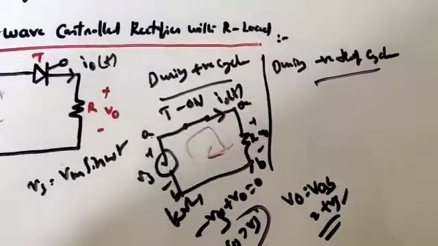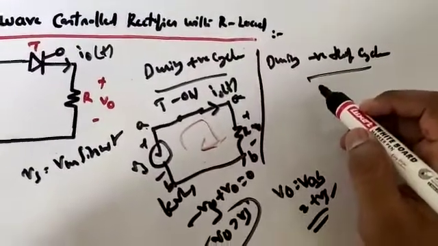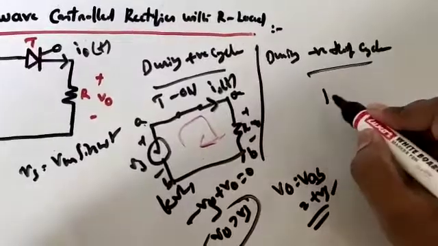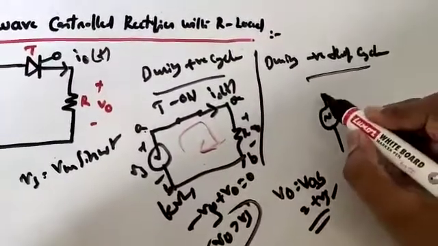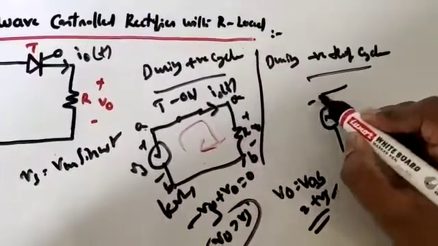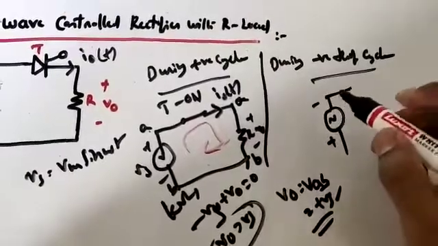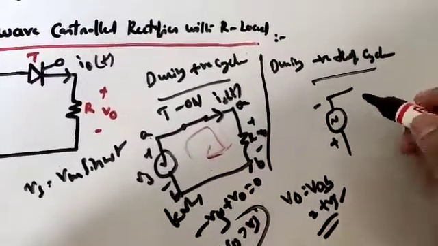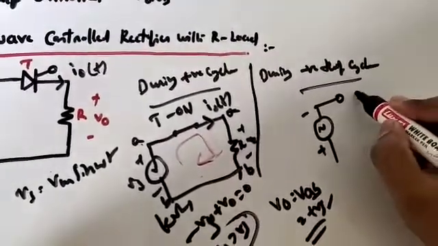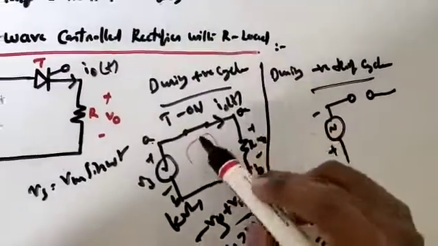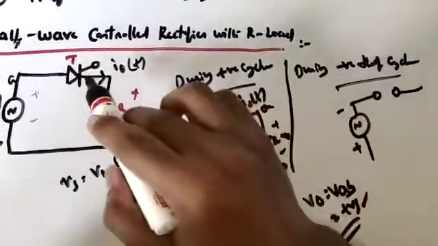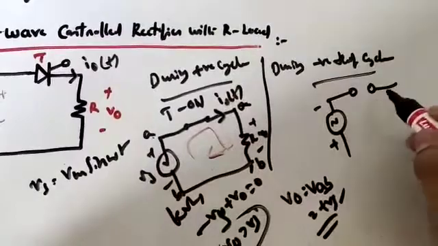Next, in the negative half cycle, what's happening? In the negative half cycle, the polarities are going to change. So VAB becomes VBA. Polarities are changing here, so definitely minus has been attached to the anode of the thyristor. So definitely it is an open circuit.